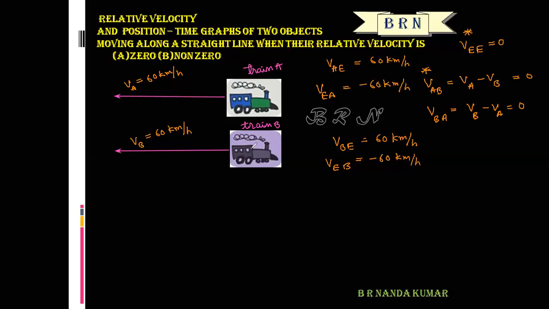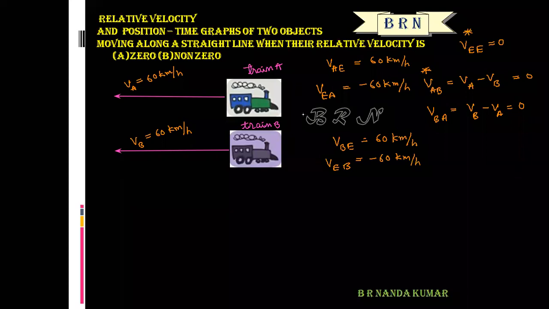So the velocity of the observer in train B with respect to the observer in train A is equal to 0. But the velocity of the observer in train B with respect to the ground is not equal to 0. That is 60 kilometers per hour. So actually, what is this? This is the relative velocity. What is the meaning of relative velocity? Velocity of one object with respect to another object is called the relative velocity.